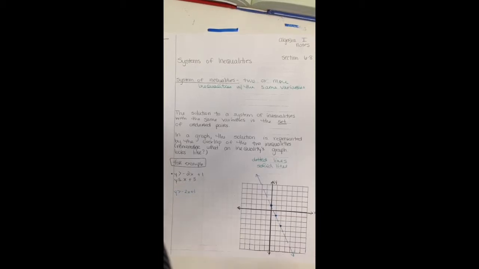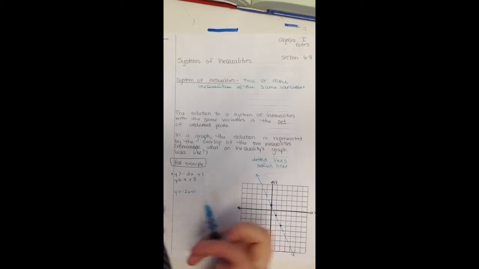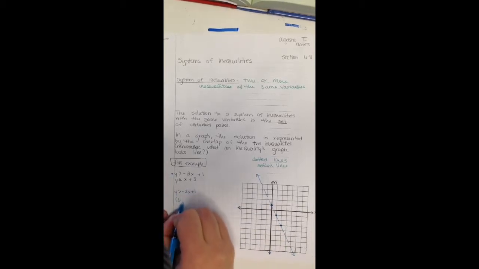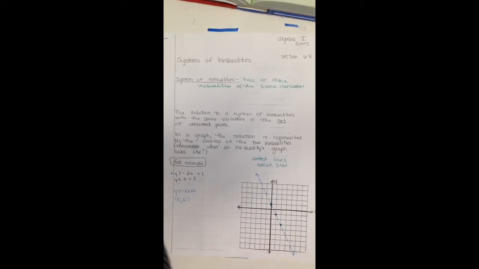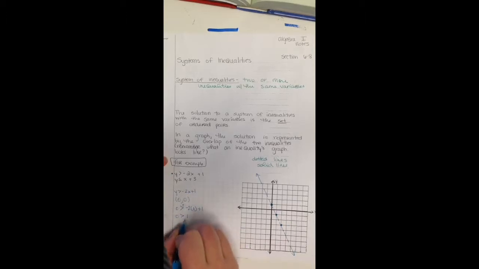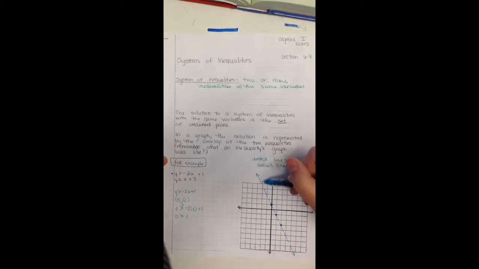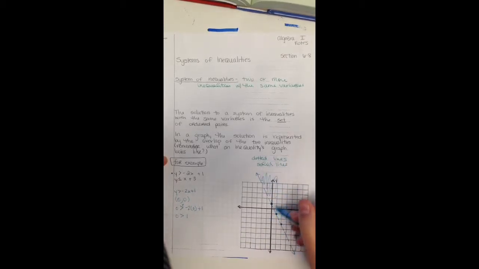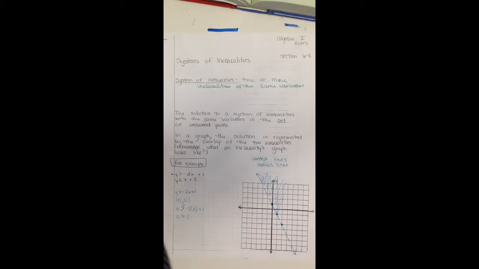Okay, and then I'm going to use pink. Oh, actually, let's go ahead and we'll do our shading first. So I'm going to pick the ordered pair 0, 0 for my test point. Plug those in, so I get 0. Is it greater than negative 2 times 0 plus 1? Is 0 greater than 0 plus 1? No. So I shade on the opposite side of that ordered pair. That ordered pair is here.